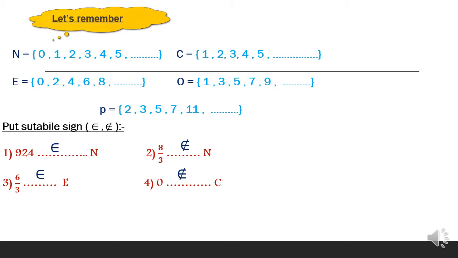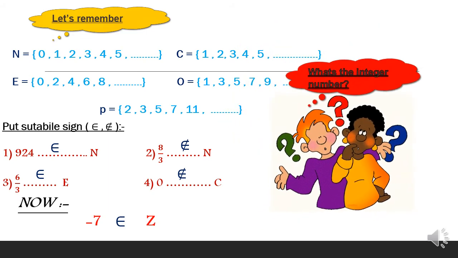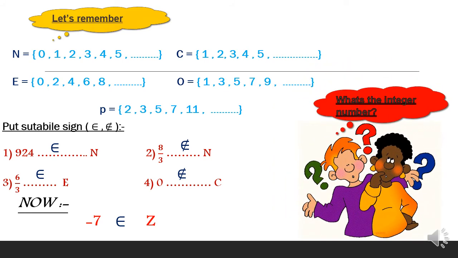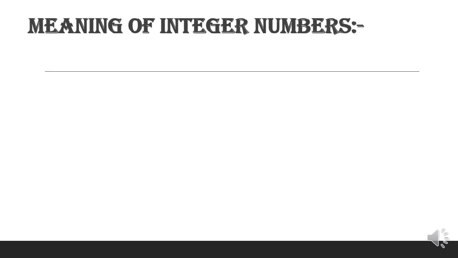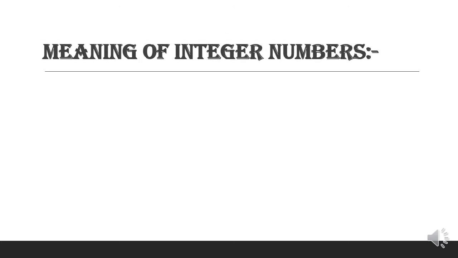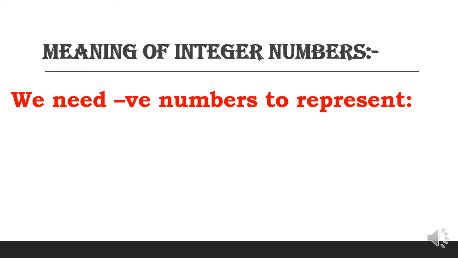We have a new set. Our set is the set of integers. To make the set of integers, we should include the negative numbers. What are the negative numbers? Negative numbers belong to Z. What is the meaning of integer number? Meaning of integer number, it's a number which has negative numbers. We need negative numbers to represent the set of integer numbers.